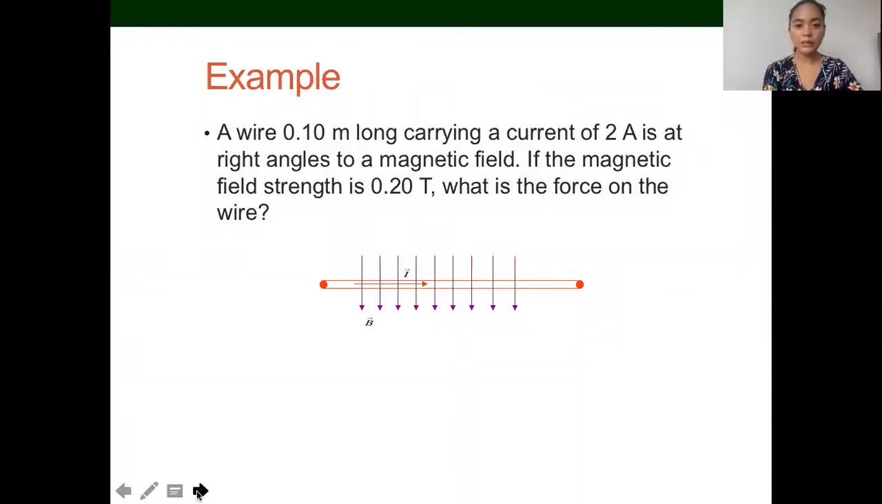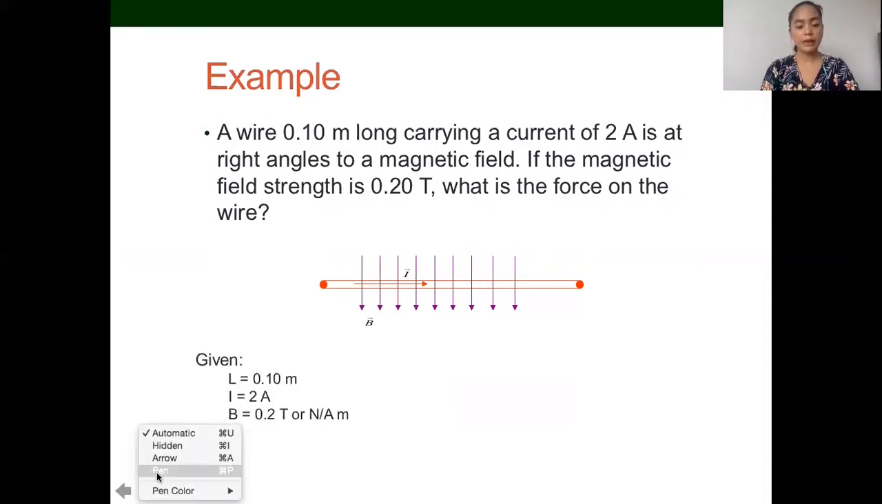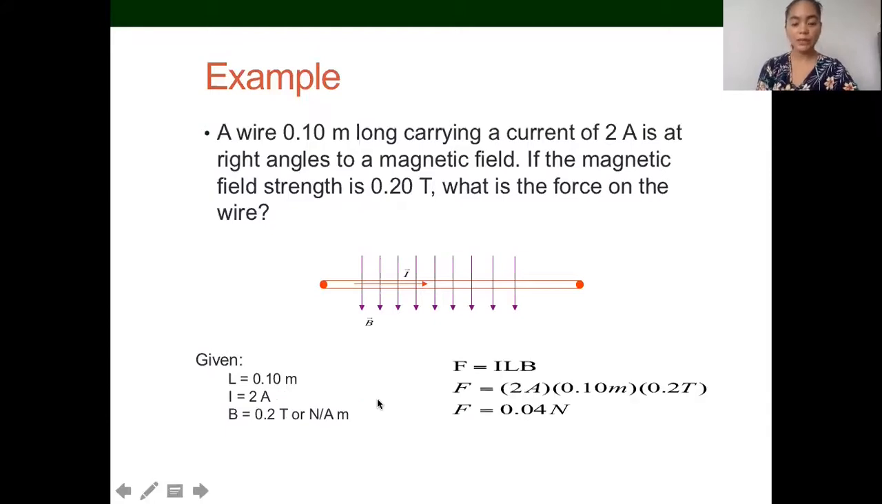So we have this example: a wire 0.10 meters long carrying a current of 2 amperes is at right angles to the magnetic field. If the magnetic field strength is 0.20 Tesla, what is the force on the wire? First, we get the given. So we have here the length of the wire, the current, and the magnetic field. And we will use the formula. The formula is current, length, and magnetic field. And our final answer is 0.04 newtons.